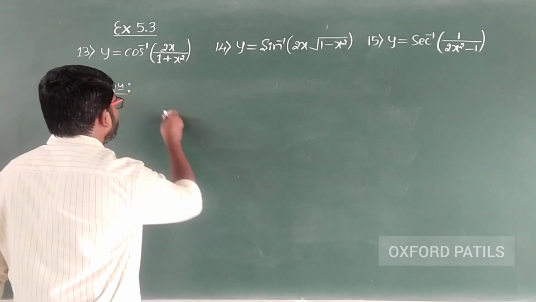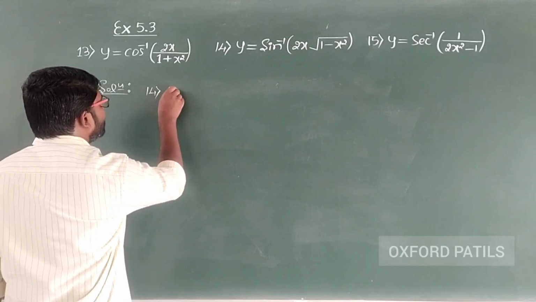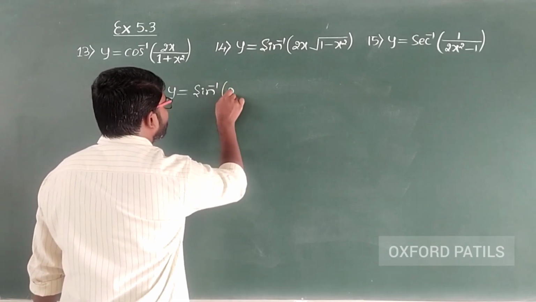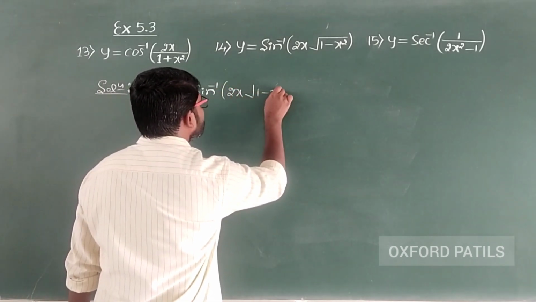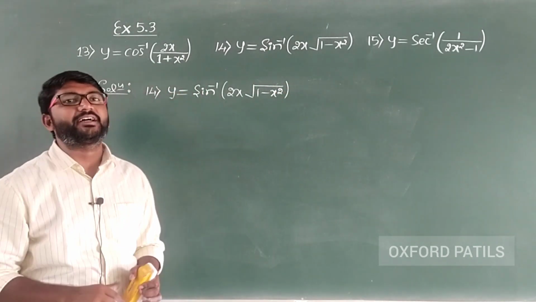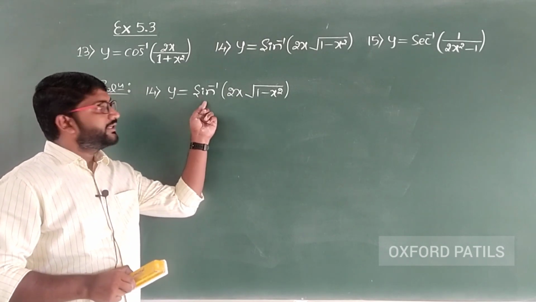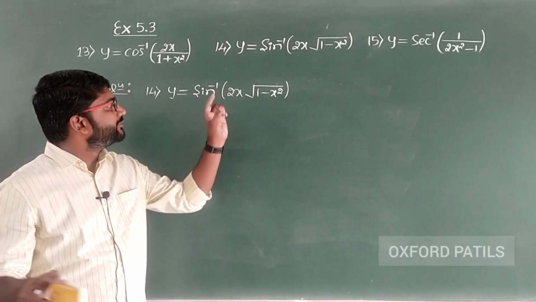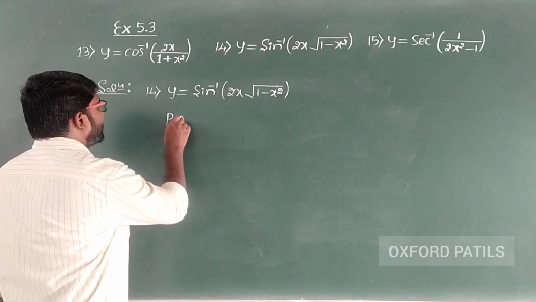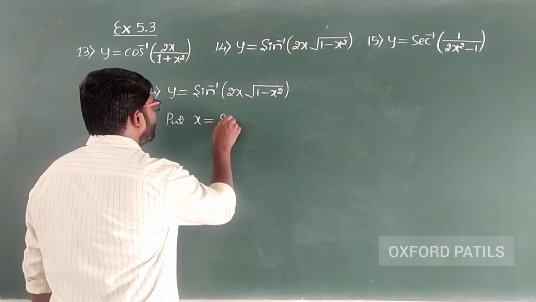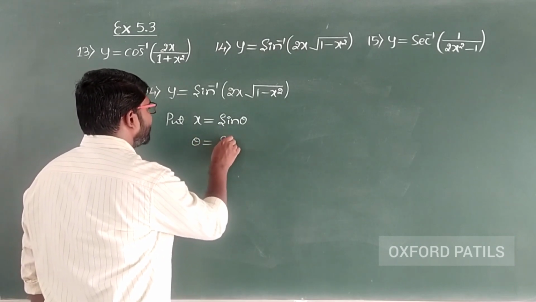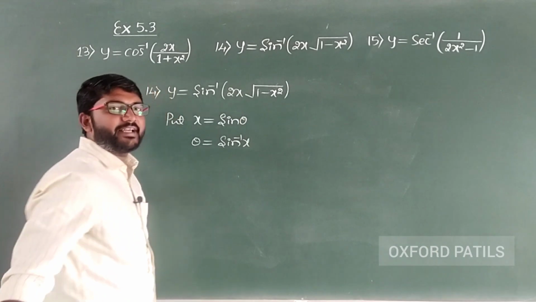Well, let us solve question number 14. The given question is y equals sin inverse of 2x into square root of 1 minus x square. Now here we will have to take the substitution x equal to sin theta, because outside we have the sin inverse term, so inside we should have a sin term. That is why I am going for the substitution x equal to sin theta. Then theta will be sin inverse x.